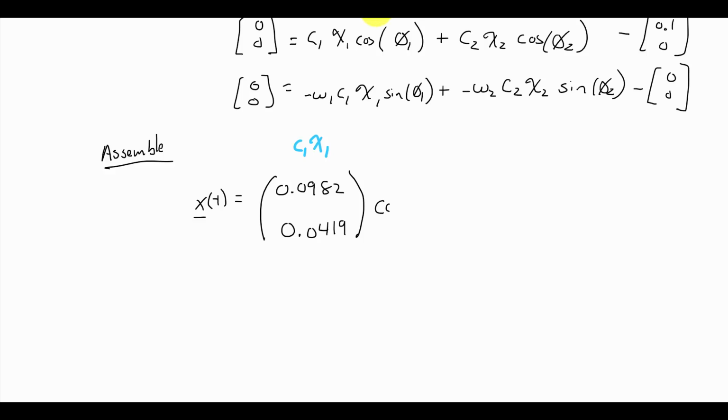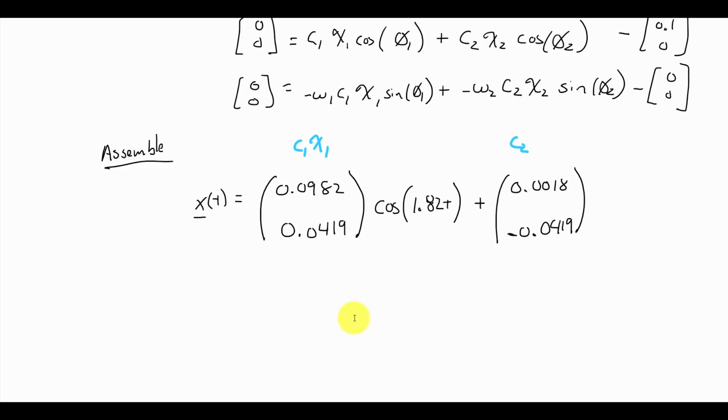times the cosine of omega 1, the first natural frequency, which is the smaller one, times t, minus phi. Well, both of those phis were 0. Plus, now this is going to be C2 chi2, 0.0018 and negative 0.0419.